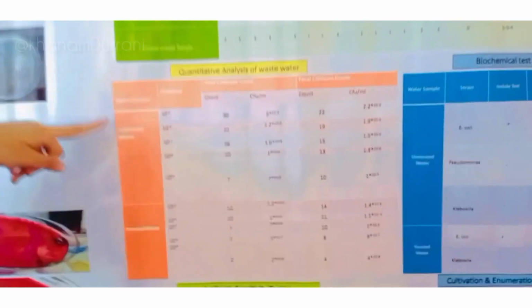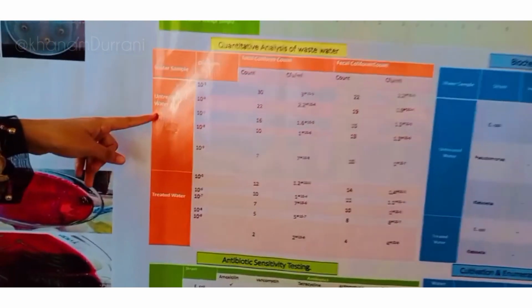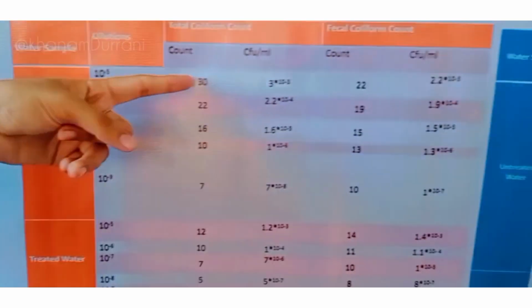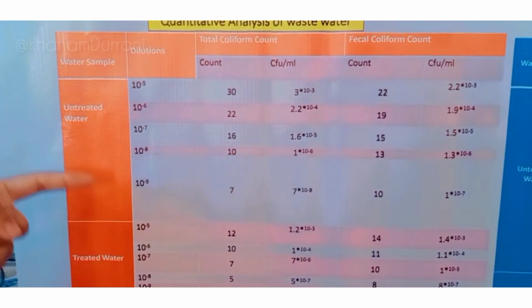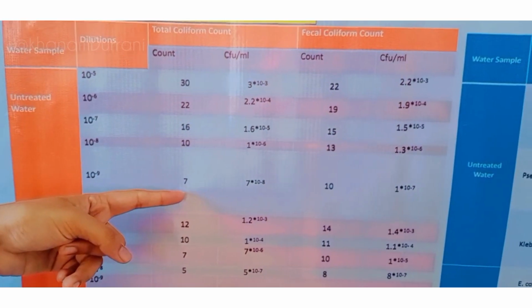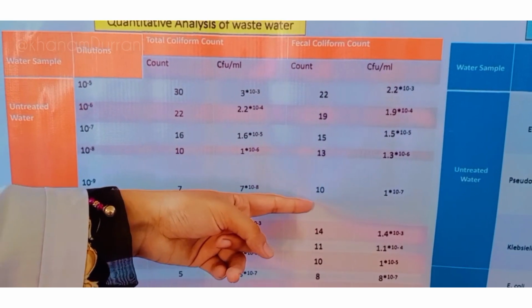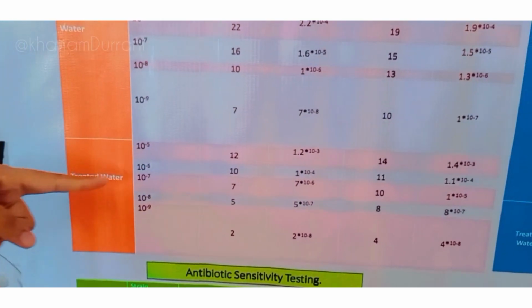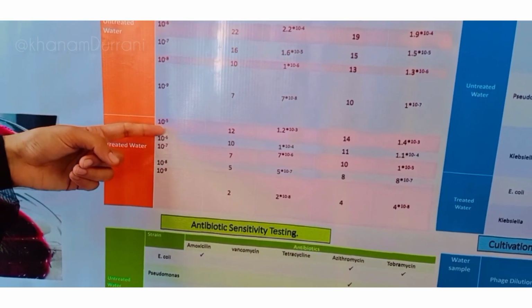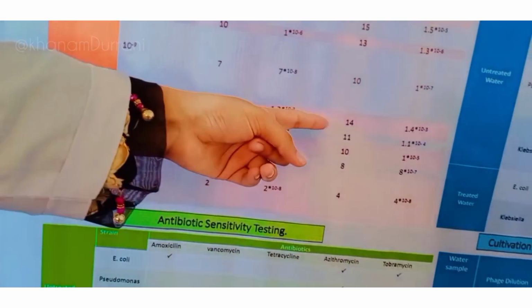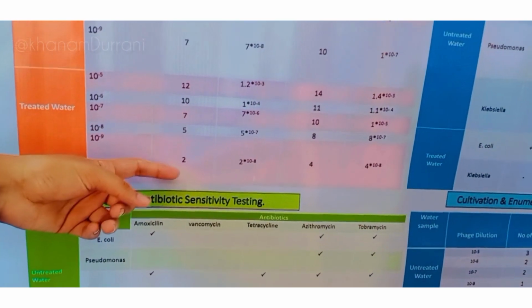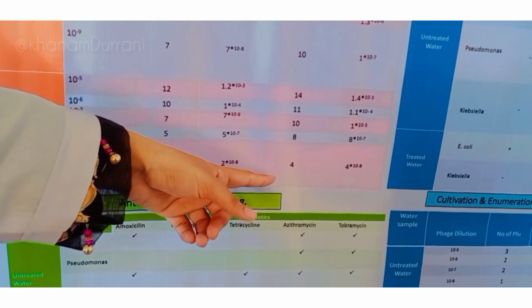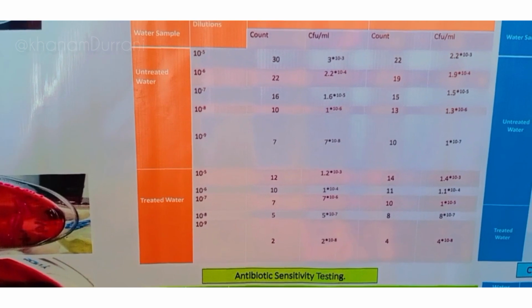As you can see the results in quantitative analysis, in untreated water, there were 30 colonies in total coliform count and 22 colonies in fecal coliform count. While at 10⁻⁹ dilution, there were 7 colonies in total coliform count and 10 colonies in fecal coliform count. In treated water at 10⁻⁵ dilution, there were 12 colonies in total coliform count and 14 colonies for fecal coliform count. While at 10⁻⁹ dilution, there were 2 colonies for total coliform count and 4 colonies for fecal coliform count. In comparison, there was a greater number of colonies in untreated water as compared to treated water.